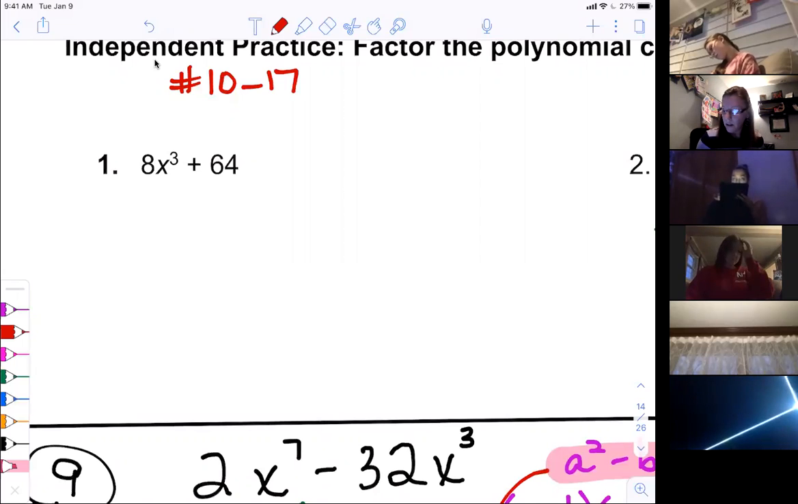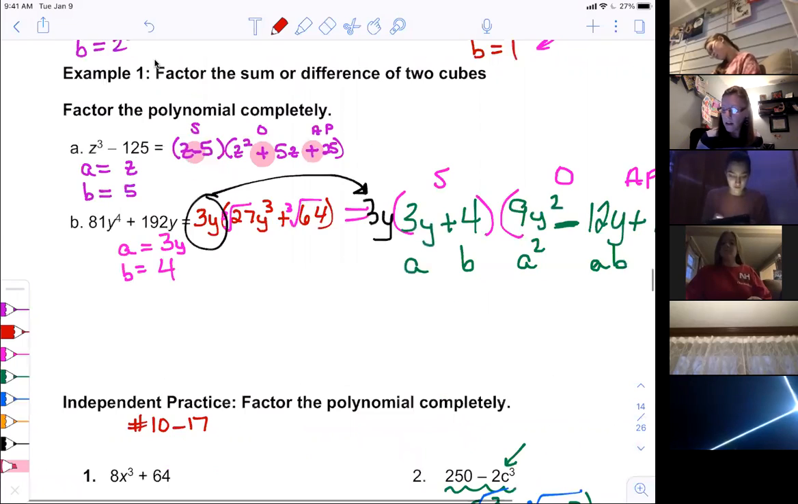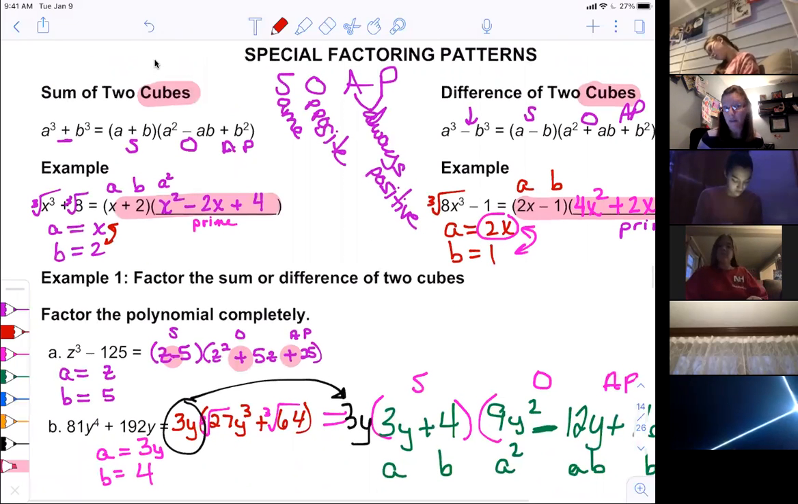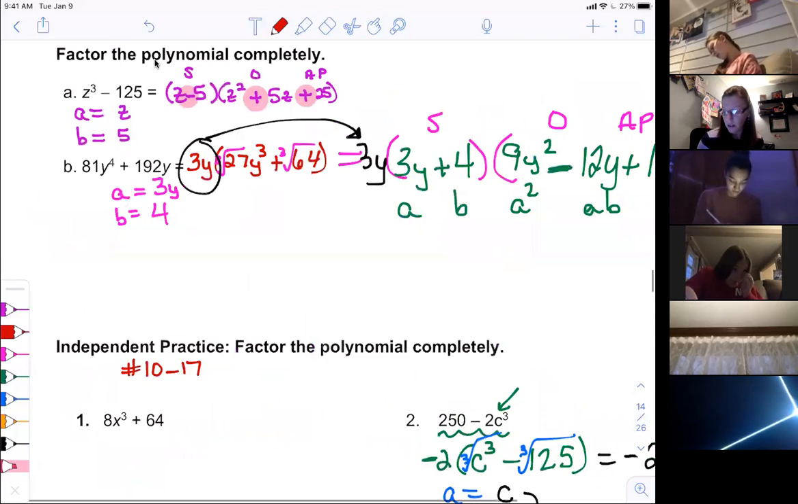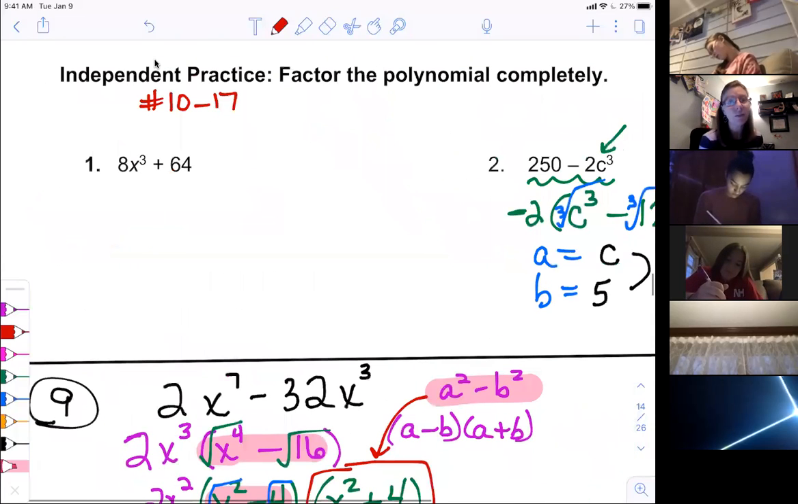Yesterday, we talked about lots of factoring patterns, the pattern of the sum of two cubes and the difference of two cubes. So this one is allowed to have a sum and it's allowed to have a difference, but they must be cubes. So if I look at number 1, down at the very bottom of page 12, in the independent practice, we have 8x cubed plus 64.